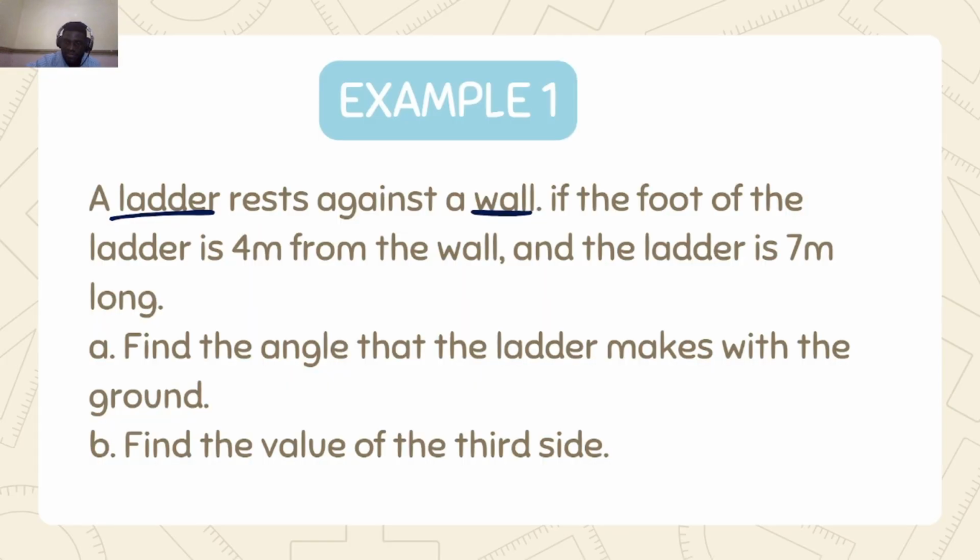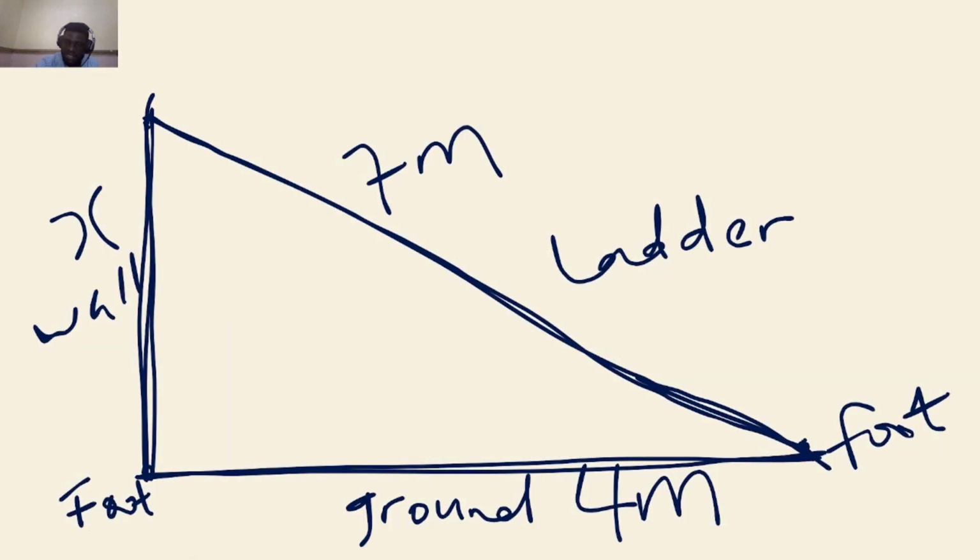Now, question A says, find the angle that the ladder makes with the ground. Now, this is the ladder. This is the ground. So this is the angle the ladder makes with the ground, theta. So instead of just giving you this diagram, we now put it in word problem statement form. You will now translate it to this. So I believe from this, solving is not going to be challenging to you.